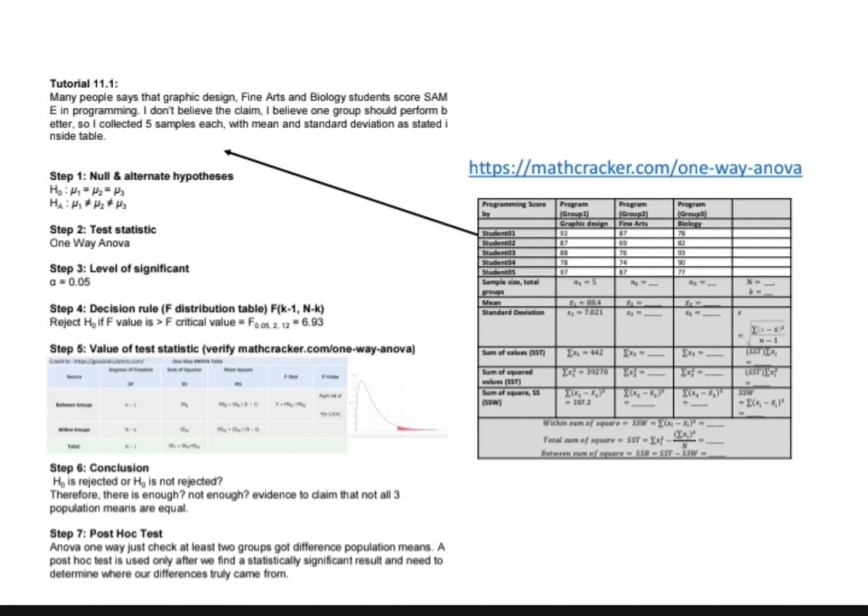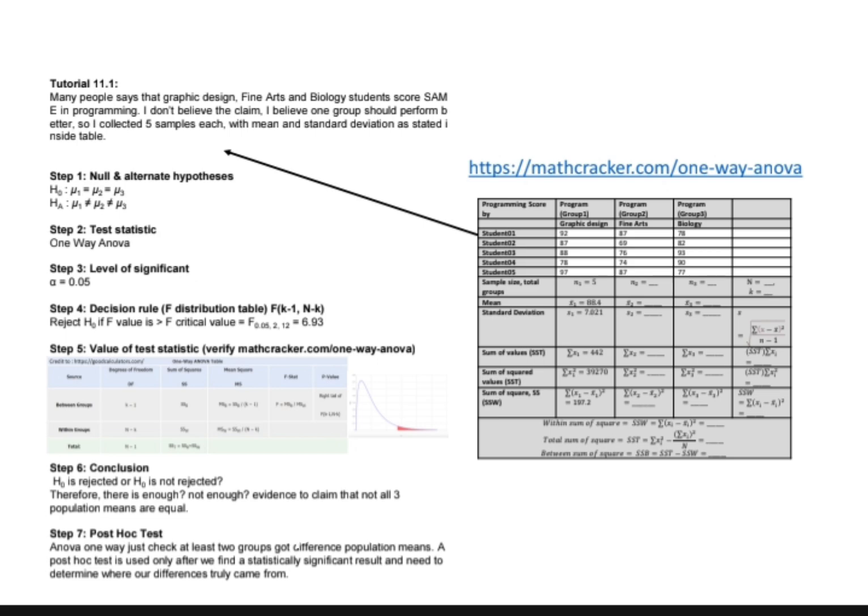Hello everyone! In this video, we will solve a one-way ANOVA problem step by step. Many people claim that graphic design, fine arts, and biology students score the same in programming. However, I believe that at least one group performs differently. To test this claim, 5 samples were collected from each group, and the data is shown in the table.